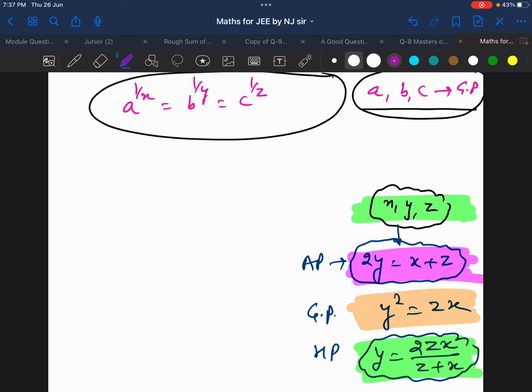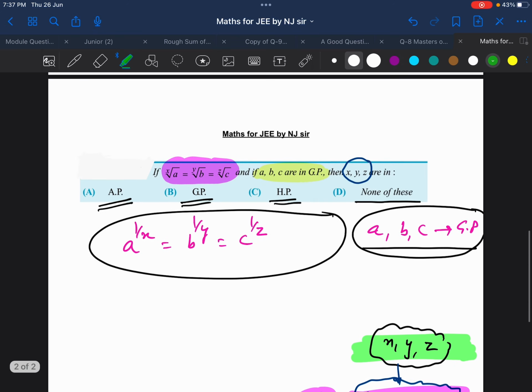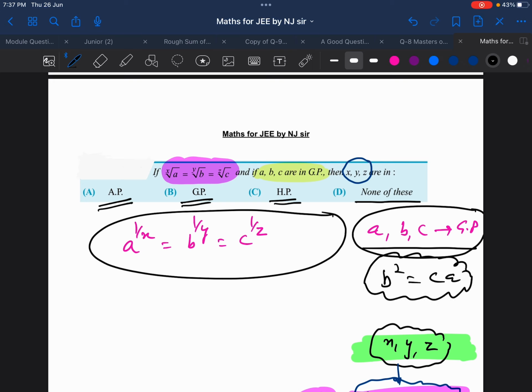If they are in AP, then we have to see the relation between x, y, z like this. If they are in GP, then we have to see relation between x, y, z like this, and if they are in HP, then relation should be like this. So we have to utilize these two informations. So first of all, I will see that A, B, C are in GP. It means I can write B square equal to CA. I can use it whenever required.